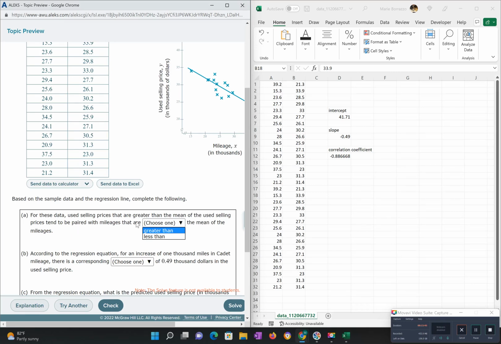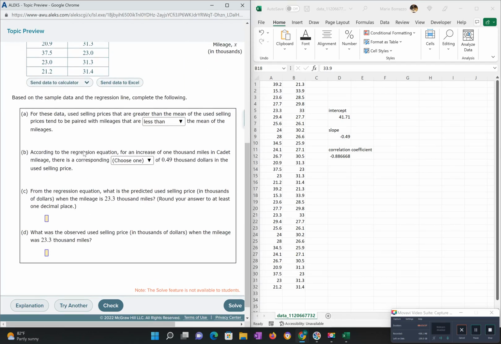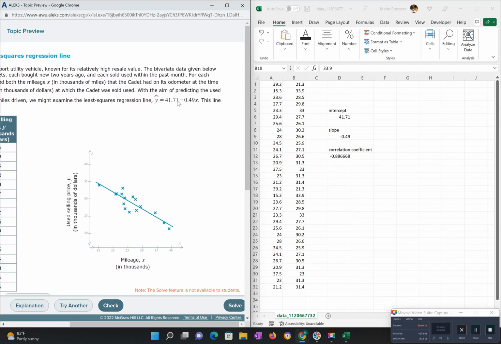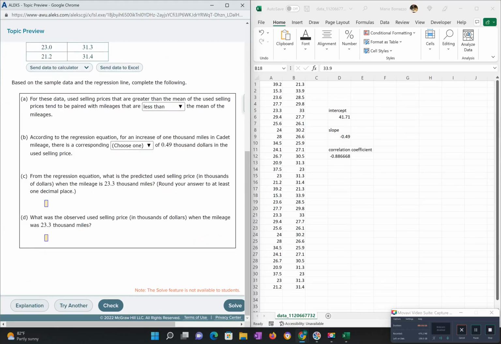They tend to be paired with mileages that are less than the mean of the mileages. Remember, one goes up, one goes down when they're negative. According to the regression equation, for an increase of 1,000 miles in cadet mileage, there's a corresponding, so this takes us back to that equation. You see how that is negative for the slope? Decrease of 0.49. This right here indicates a decrease.